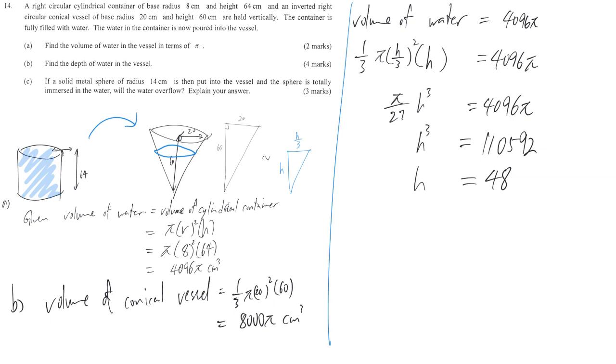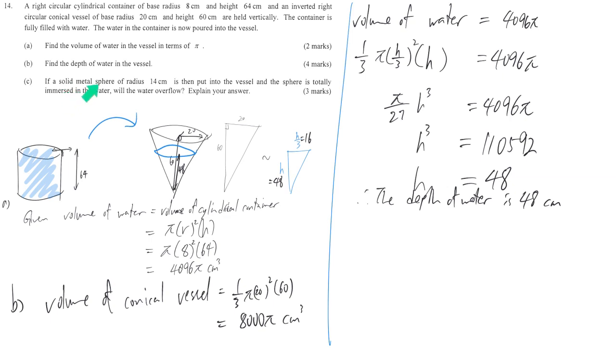It's slightly less than the full height, so this one is 48 now. This is 48, and the radius is this divided by 3. That means this is equal to 16. We know very well about the cone now. So the depth of water is 48 cm. Finish part B, then part C.